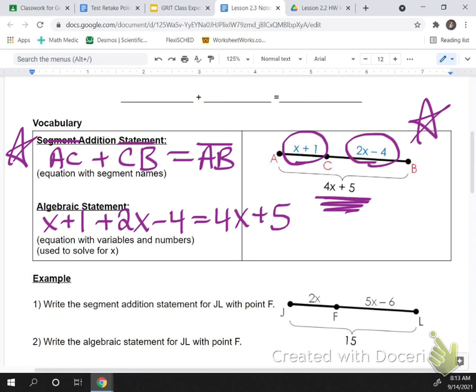Should it be negative 3? Yeah. We're going to combine like terms in a second. For right now, I want us to see that this is the first segment, this is the second segment, and it equals my whole line segment.